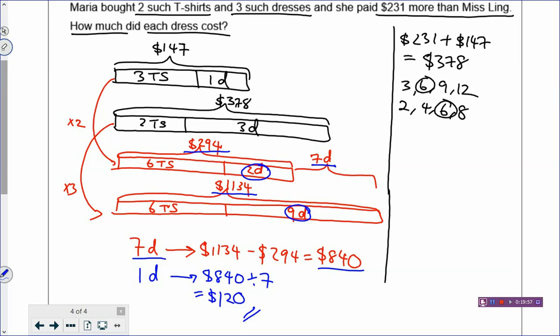But what happens if you can't find any groups, or you can't circle any groups? Then you proceed on to elimination, which is what we did just now. So you have to get rid of one type. For example, you want to know how much is one dress, so you don't need to know how much is a t-shirt. So you get rid of the t-shirts by making the number of t-shirts equal, and then after that you subtract the t-shirts, and don't forget you also subtract the dresses. Once you subtract the dresses, you will find that you have 7 dresses left over, and then don't forget to also subtract the money.